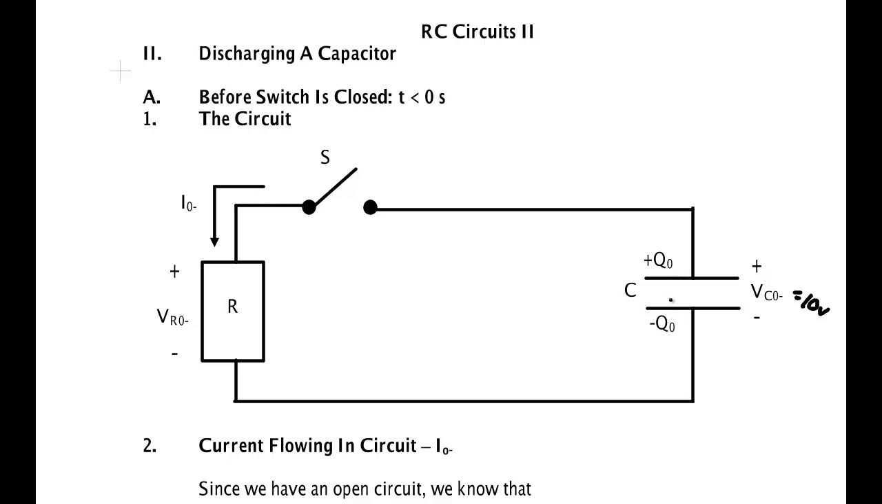Right now it's not able to do that because this switch is open and therefore there is no current flow. That means the charge cannot leave this capacitor and go over and be attracted to the negative charge on the other side of the plate. So right now there is no current flowing in this circuit: 0 amps. Furthermore, since there is no current flowing through here, there is no voltage dropped across the resistor: 0 volts.